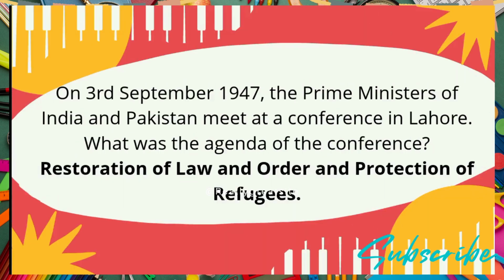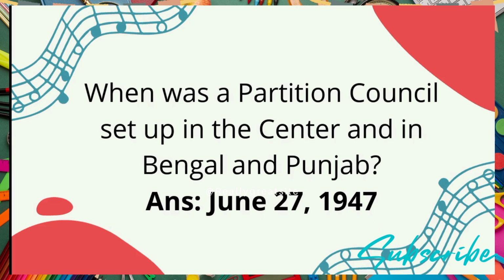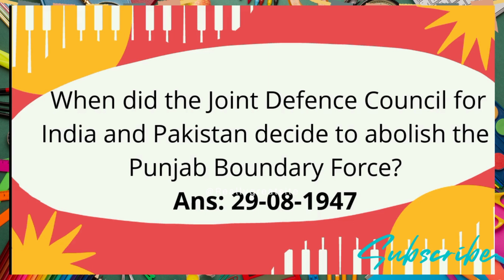On 3rd September 1947, the Prime Ministers of India and Pakistan met at a conference in Lahore. What was the agenda of the conference? Restoration of law and order and protection of refugees. When was a partition council set up in the center and in Bengal and Punjab? June 27, 1947. When did the Joint Defence Council for India and Pakistan decide to abolish the Punjab Boundary Force? 29 August 1947.